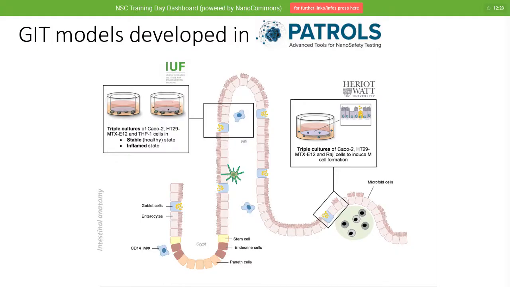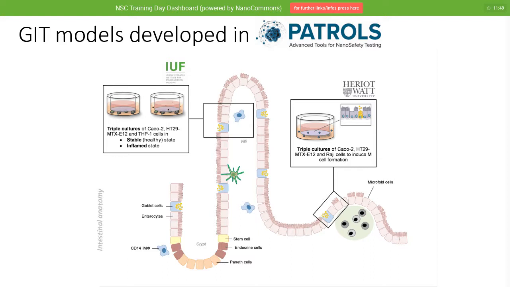As just mentioned, in PATROLS we have focused on two different types of models. On the one hand, that is the so-called M-cell model. It was a triple culture setup of CACO2 cells, the E12 subtype of the HT29-MTX cell line, as well as Raji cells to induce an M-cell formation of the CACO2 cells. Heriot-Watt, as one of the partners in PATROLS, has focused on this type of model, but unfortunately nobody of them could make it today. So if you are interested in receiving more information on that, then please let me know and I can give you a contact at Heriot-Watt.